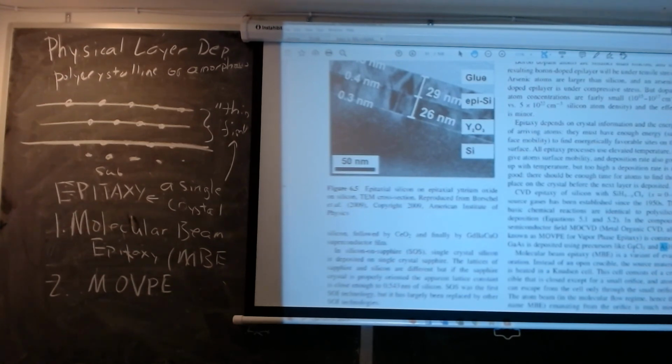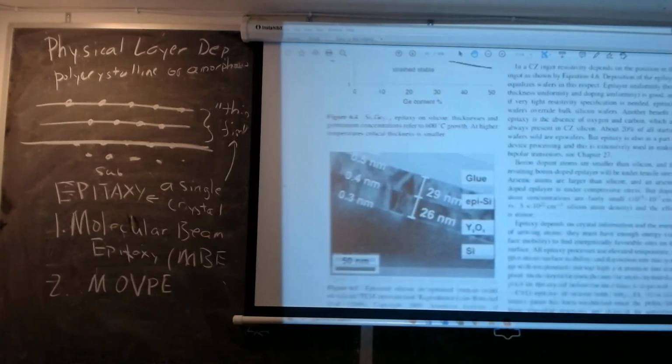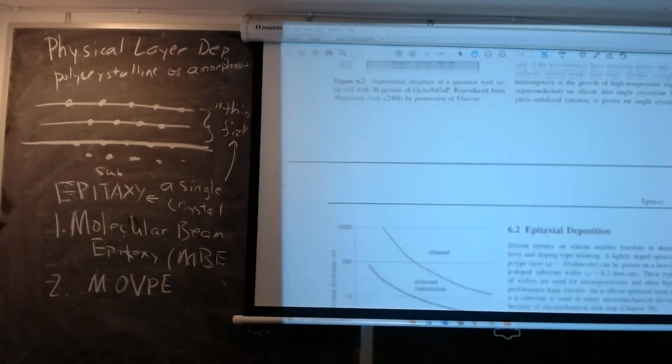And so there's the two types. Molecular beam epitaxy (MBE) is far more used in research environments, and MOVPE CVD is far more used in manufacturing environments. And perhaps we can discuss more.